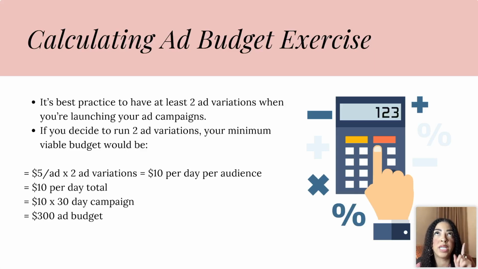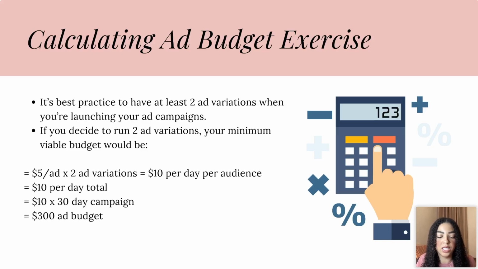Just think of it that way. If you only have 1 ad, how do you know that you can do better or not better? So make sure that you have 2 ads. And then you have your 1 audience, right? You're starting out with your 1 audience that you're testing. So if you decide to run 2 ad variations for your 1 audience, then your minimum viable budget would be $5 per ad times 2, which is $10 per day per audience. If you're running a 30-day campaign, that would be $300, right?